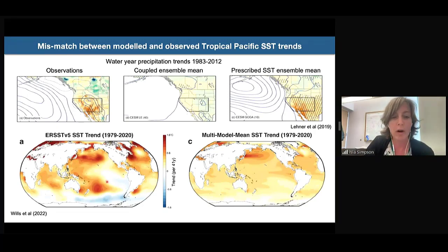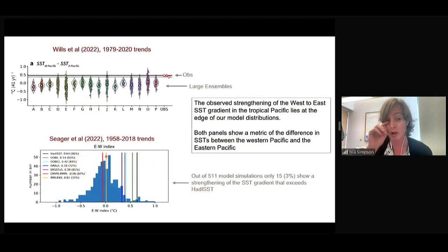But of course, our real world is just one realization. The internal variability could be playing a role here. But I think we're starting to realize that there's a chance that that might not be the whole thing that's going on, because the observed trends really lie at the edge of our model distribution.